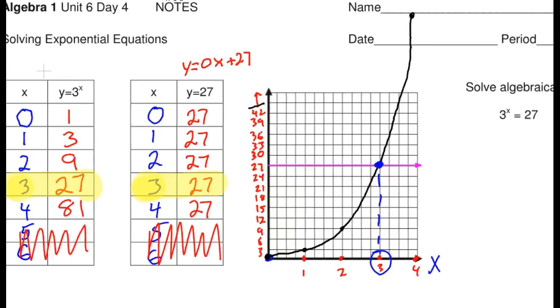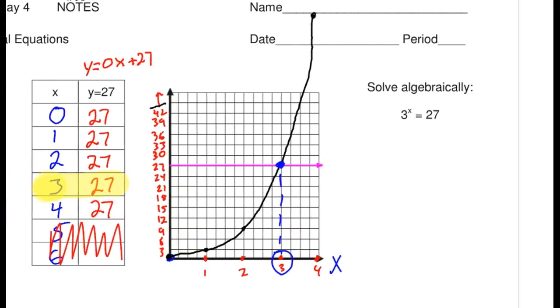Okay. So the question is, how do you do that on an equation without a graph, without a table? How can you do this without doing all this extra work? Okay. So what you're going to do is ask yourself, if you have two different bases, ask yourself if they're the same base, what would the right value of x be? So 27 is 3 to what power?